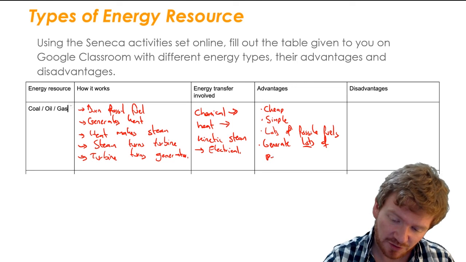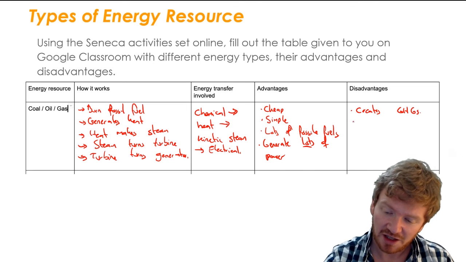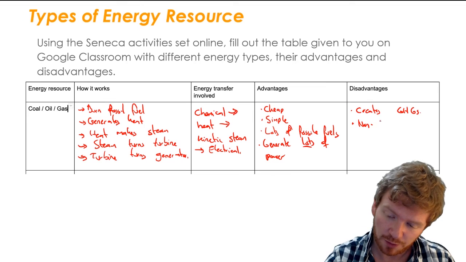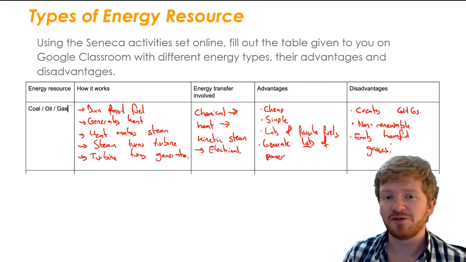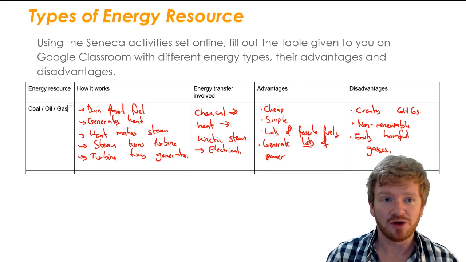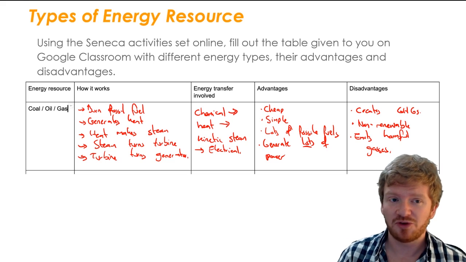The main disadvantages, well, it releases greenhouse gases. I'm going to put GHGs, but you would put greenhouse gases. It's also non-renewable, so eventually we will run out. It also emits harmful gases like sulfur dioxide, things that cause acid rain, lung damage, that kind of thing. So it's been generally just bad news for the world. So what I want you to do now is fill out the rest of that table for me for the other types of power generation.